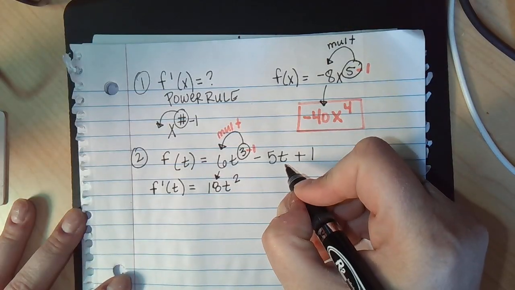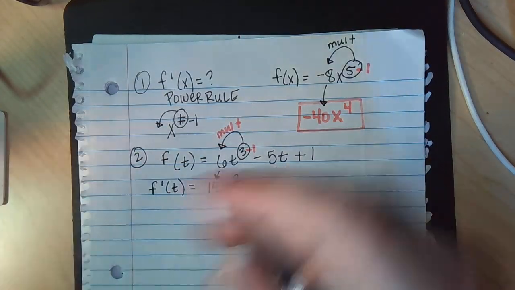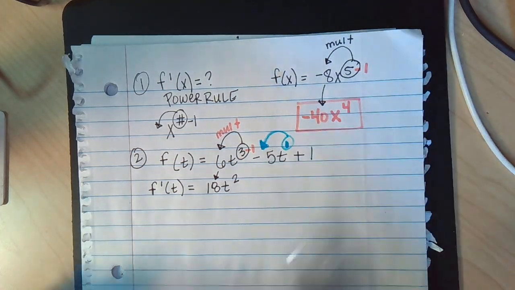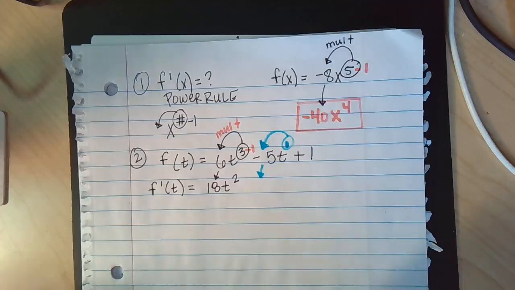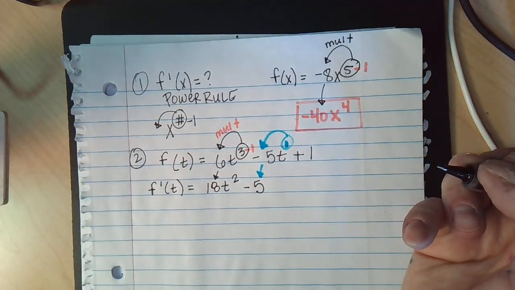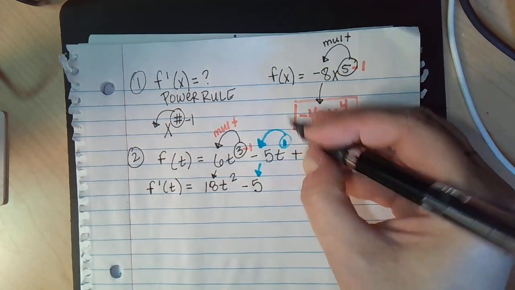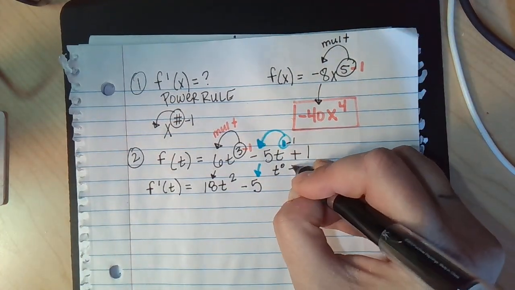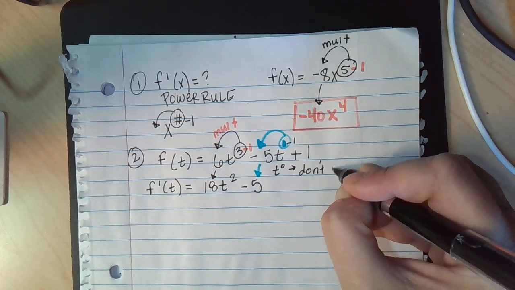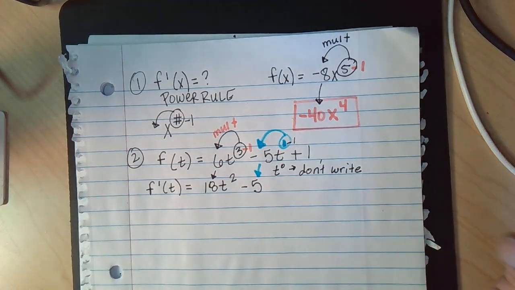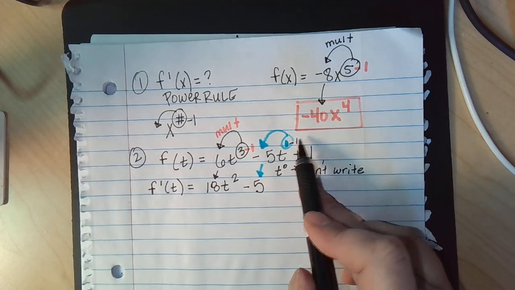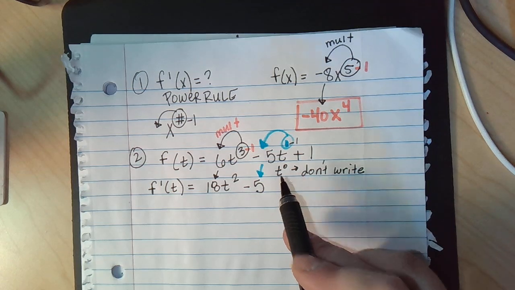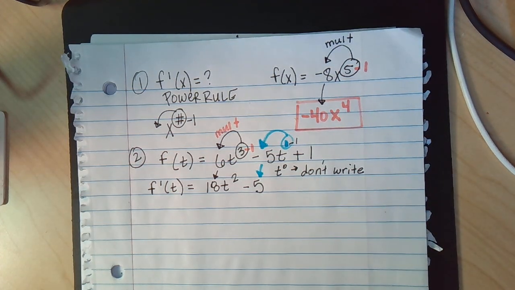Then, if you're looking at this next one, its exponent is a pretend 1. So when you take that 1 and bring it down and multiply, 1 times negative 5 is negative 5. But then if I subtract 1 from that exponent, you get t to the 0, and we don't write t to the 0. Anything to the 0 power is 1, so it's the same thing as multiplying by 1, and we don't have to write it.